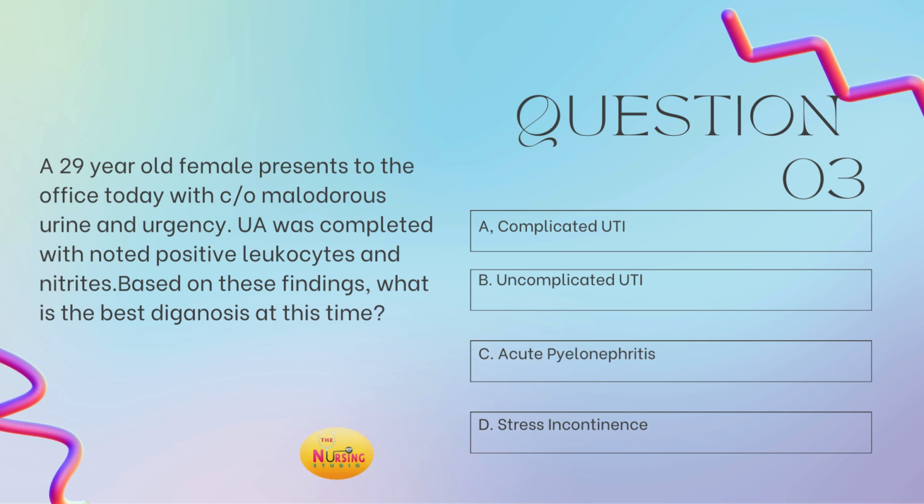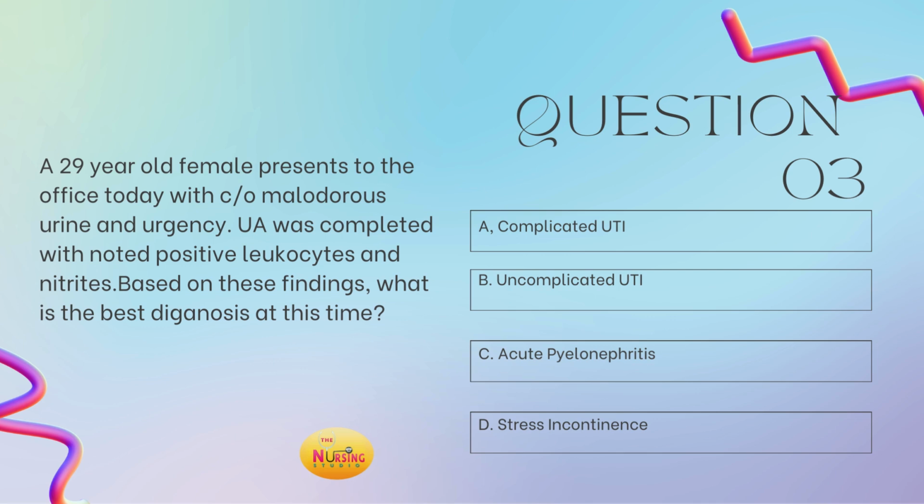All right, so one more time, the stem of the question here states, based on these findings, what is the best diagnosis at this time? So we have a 29-year-old female came in. She's complaining of malodorous urine and urgency. UA is positive, UTI. Leukocytes and nitrites are positive, so we know it's a UTI. So again, take it back. Look who we're dealing with.